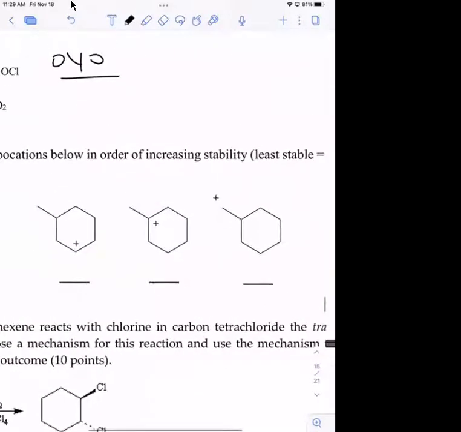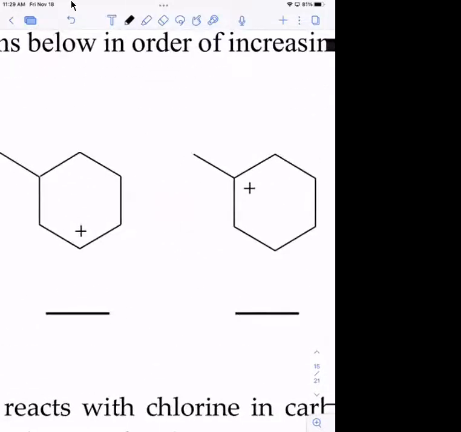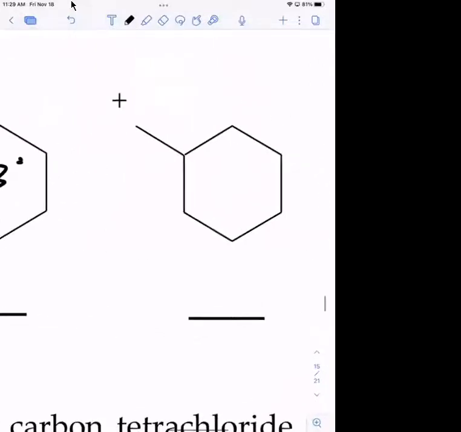These carbocations right here. The question says, rank them in order of increasing stability. Least stable is 1, most stable is 3. And don't worry about the points; this is just from an old handout, and I cobbled it together with some other material. Which one is the most stable out of all 3 of these? This one is secondary. This one is tertiary. And this one is primary.